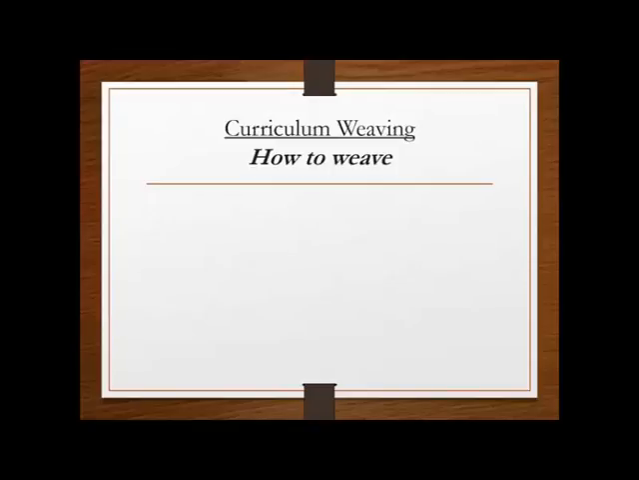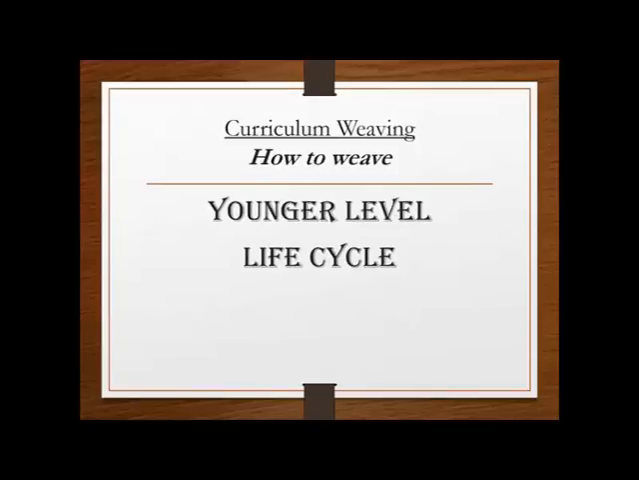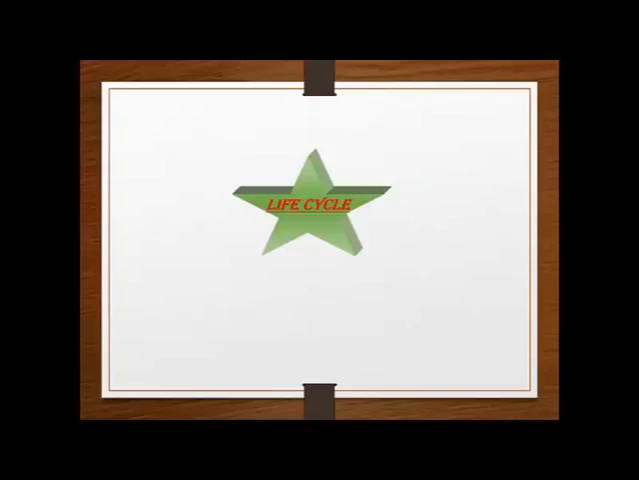How do we actually curriculum weave? Well, first, we choose a level and an area of study. So here we're going to look at a younger level and the life cycle. We'll put the subject in the middle, and here we have life cycle. And then we'll look at different areas of study. So, for example, we'll have reading, and we'll say, okay, we're going to pick Eric Carle. And then we'll draw the life cycle to Eric Carle.